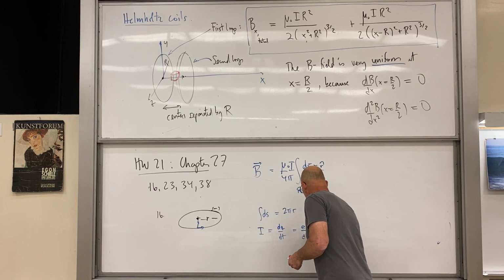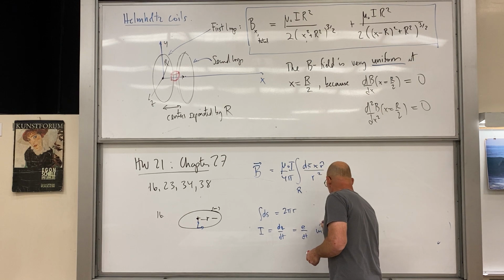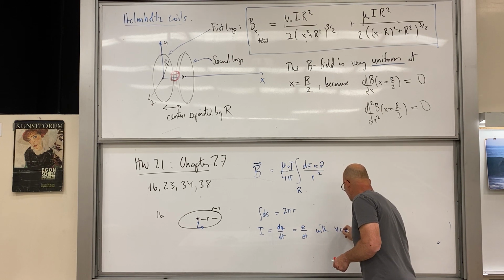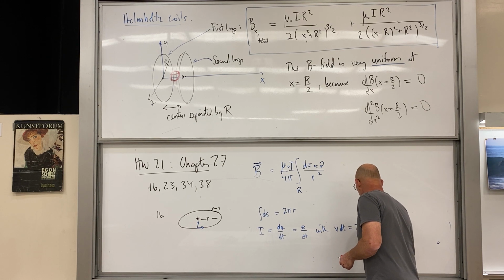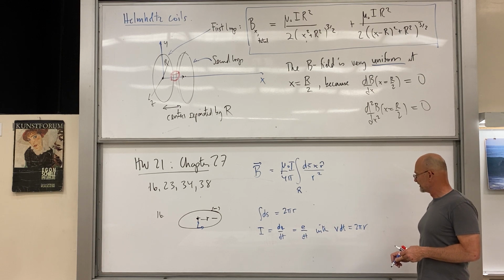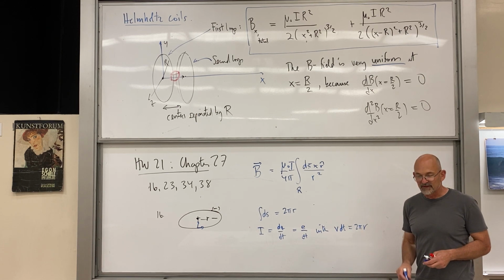With v times dt is equal to 2 pi radius. Okay. So dt is 2 pi radius divided by v.